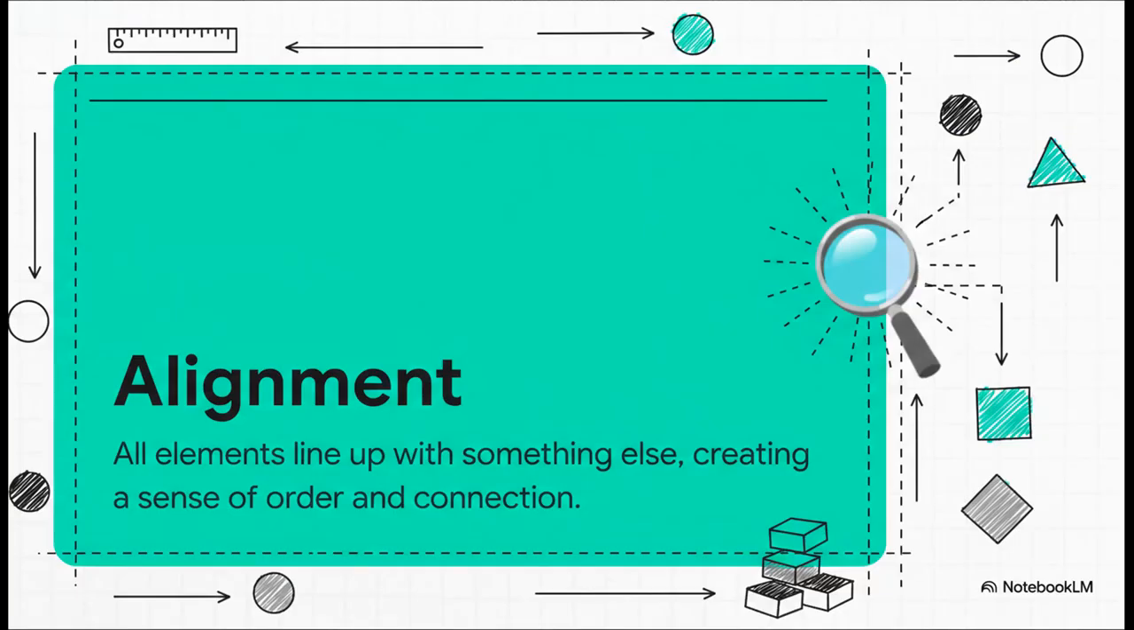Okay, first up, alignment. This sounds so simple, but it is profound. It's the idea that nothing on a screen should be placed randomly. Every single element, whether it's text, an image, a button, it should have a visual connection to something else. It's like an invisible grid holding the whole thing together.